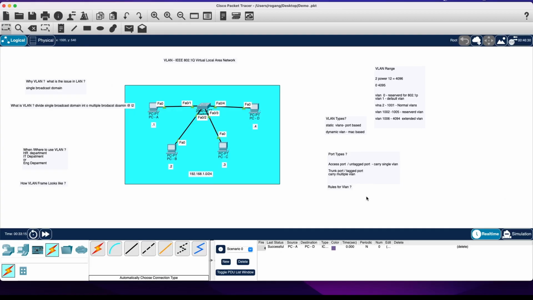And finally, speaking about the VLAN rules. Basically, the VLANs must be in the same subnet, so make sure they are in the same subnet. The second rule is that VLANs must not be shut down. And finally, make sure you assign the ports to the intended VLANs. Make sure to follow these rules in order to configure the VLAN successfully.